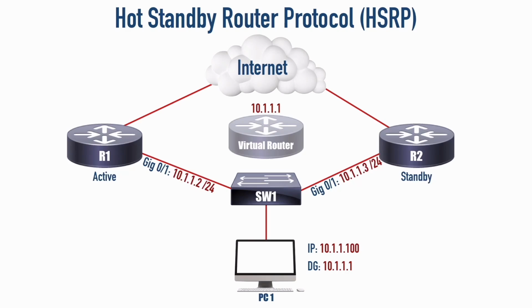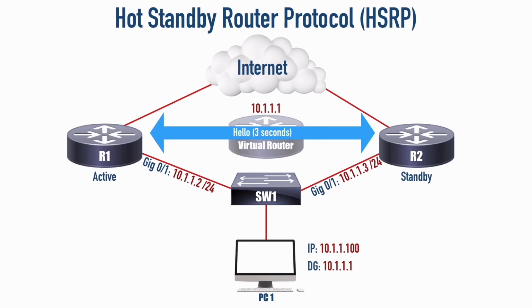Which begs the question, how does R2 know that R1 is still there? Well, by default, and we can adjust this, we're going to have R1 send a hello message over to R2 every 3 seconds. This exchange of hello messages lets R1 and R2 know about one another and know that they're still there. And if we haven't heard from R1 for a period of time, which is by default 10 seconds, R2 is going to say, I think I probably need to take over.